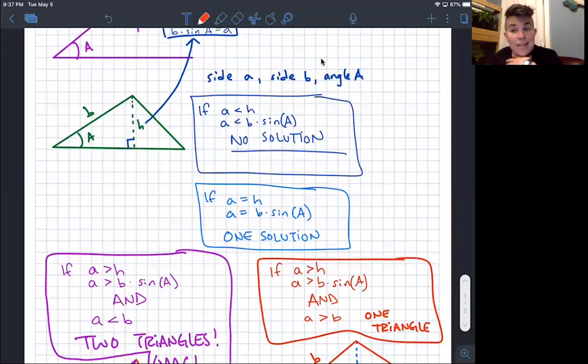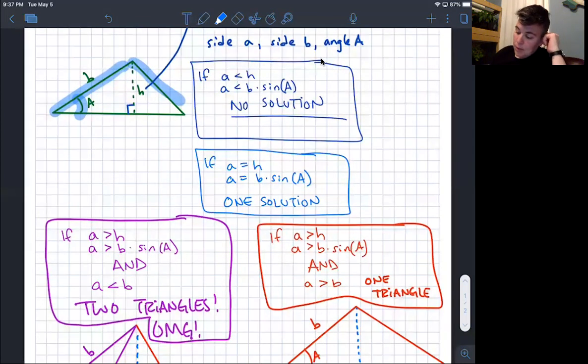So if you have that situation, an angle, a side, and a side, that's the ambiguous case. Anytime you are given that, that's why I want you to draw a sketch of your triangles when you are given information, so that you can tell what you have. So these are your four situations.